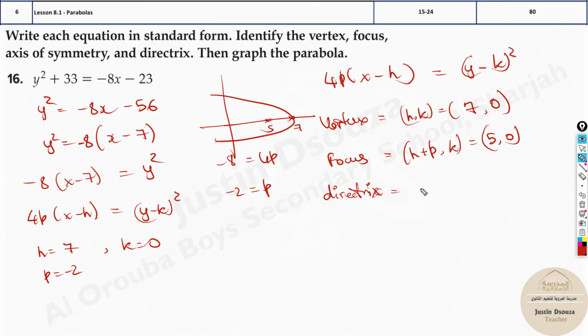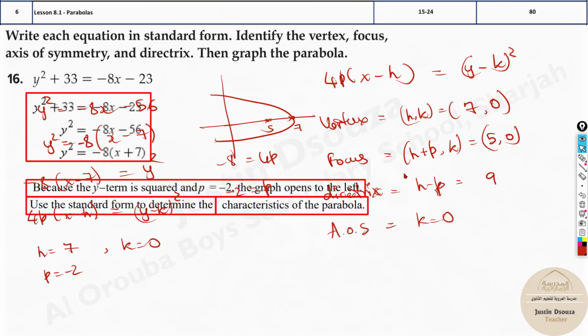See, this we did h plus p, right? Now just do h minus p. What is the value? So h is over here 7. Minus of minus 2, it will be 9. And then axis of symmetry. Axis of symmetry, that will be basically k value over here. K is equal to 0. So these are your answers, and then you can easily graph it up.